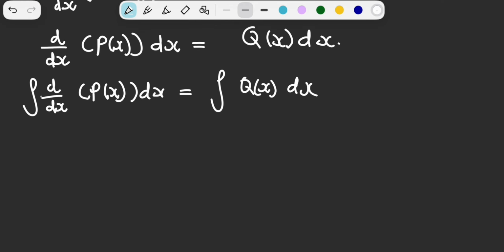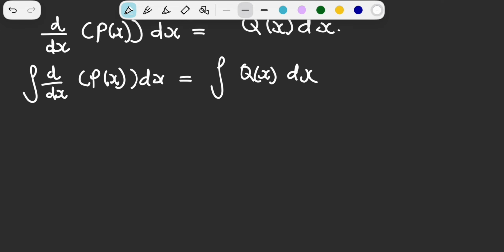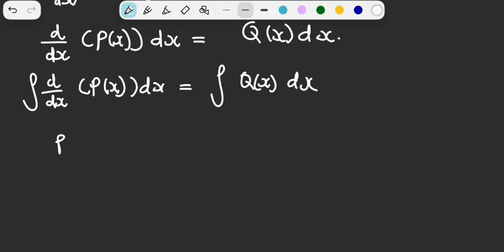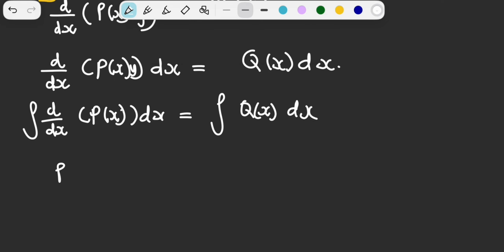The integral of a derivative is basically doing nothing. If I were to ask you to differentiate 2x, for example, and then integrate it again, if you differentiate 2x you get 2, but if you integrate it, you go back to the same function. So integrating something that you've differentiated doesn't really do anything. So you'll be left with p of x times y being equal to the integral of q of x dx.